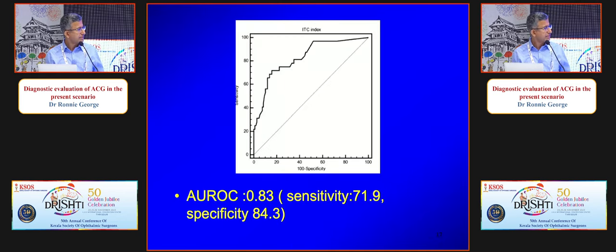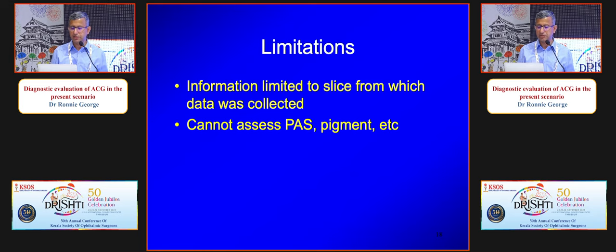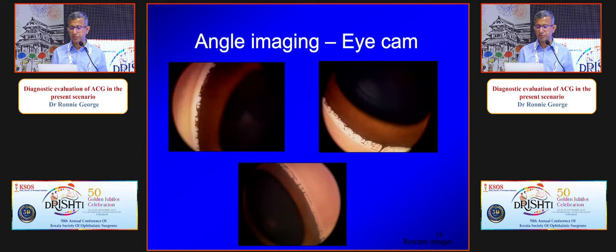Surprisingly, even this doesn't do exceptionally well versus gonioscopy. It does about the same as what the ASOCT does. Here again, as with all the ASOCTs, this is the issue: the information you get is from the slice from which it was taken. You cannot assess PAS or pigment, etc.